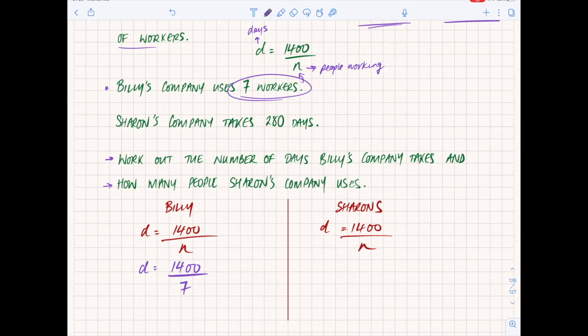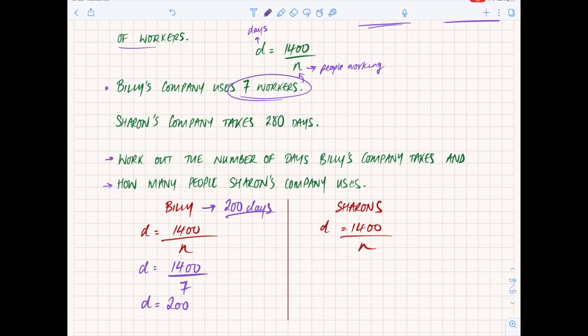Now, luckily, 1,400 does divide quite nicely by 7. So therefore, we can say that D is equal to 200. So the number of days Billy's company would take would be 200 days. It would take 200 days for Billy's company to build that house because he's got 7 people working on it.